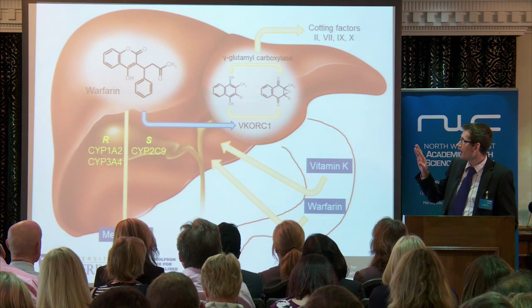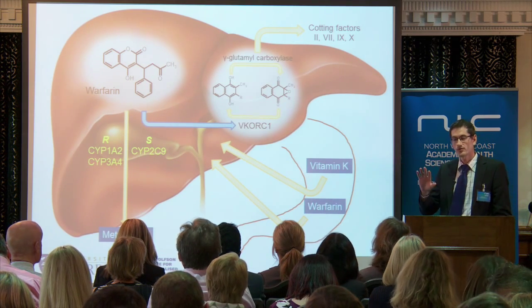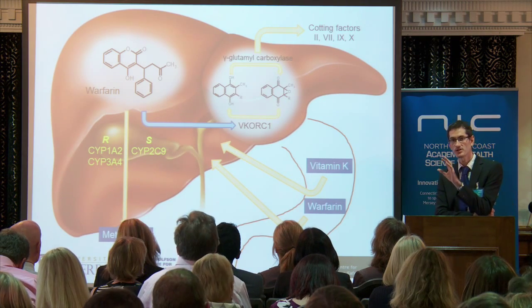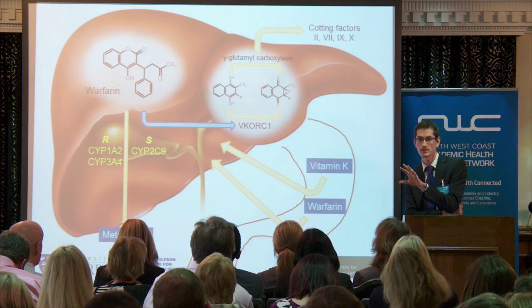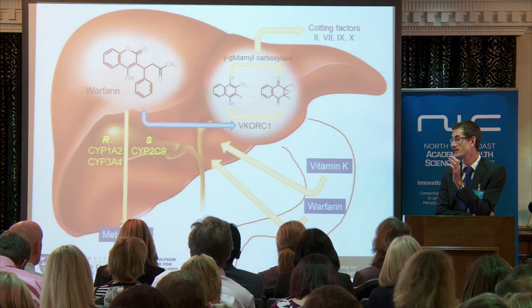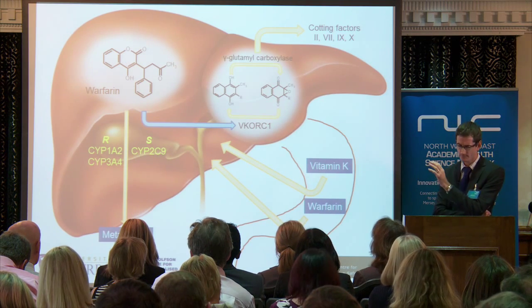Just to review the pharmacokinetics and dynamics of warfarin. So it's a racemic drug made of 2 enantiomers, and it's the S enantiomer which is about 3 to 5 times more potent than the R enantiomer. And the S enantiomer is metabolized by cytochrome P450, the 2C9 isoform within the liver.